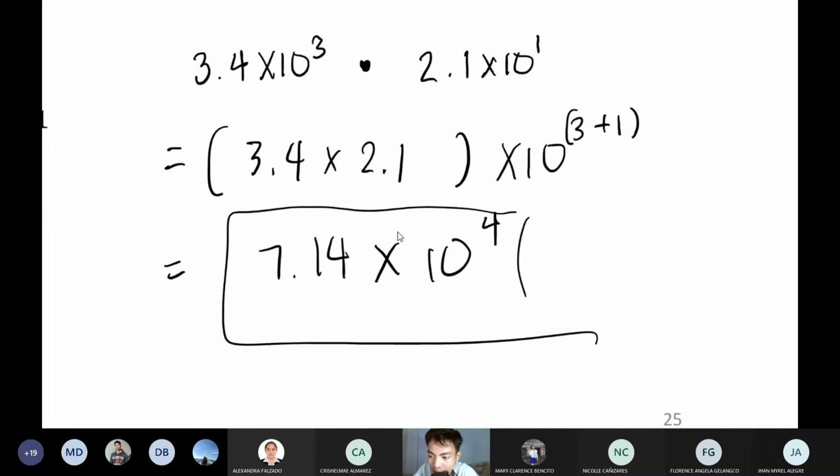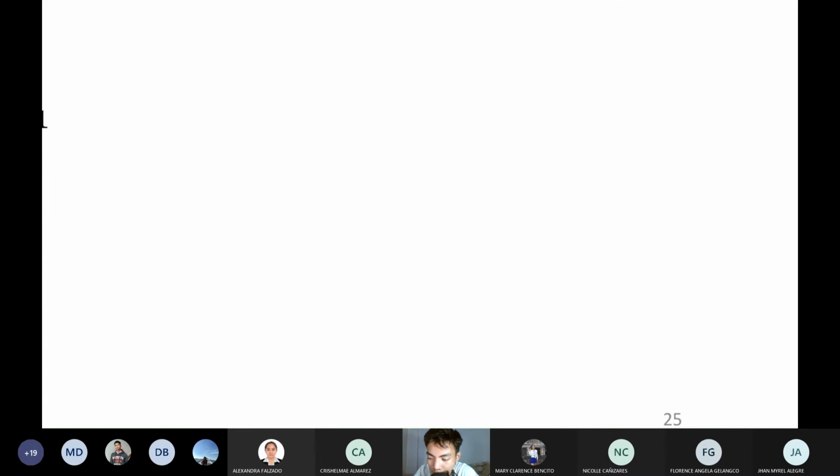Kuha pa tayong isa pang example. Isip uli ako ng number. May 3 na naman.